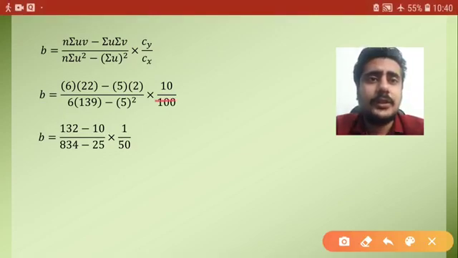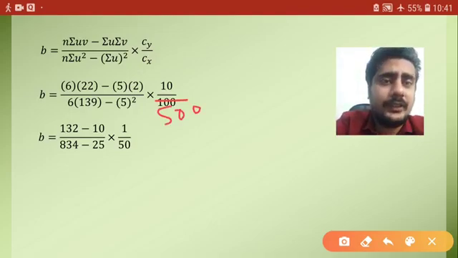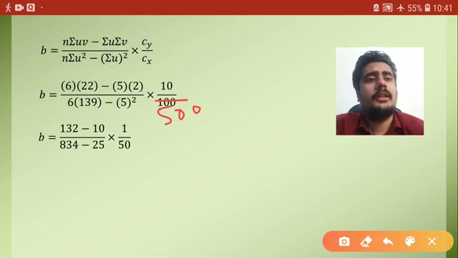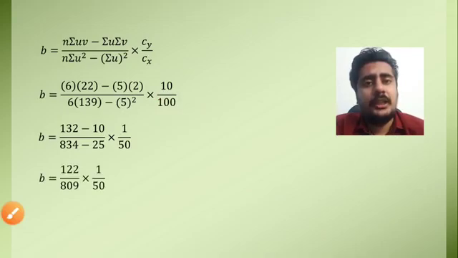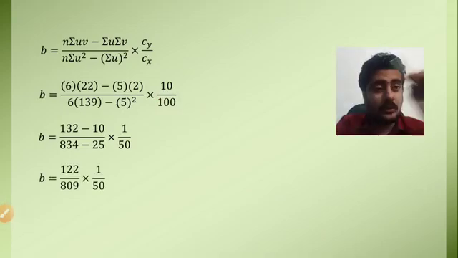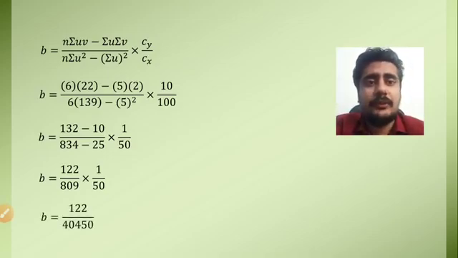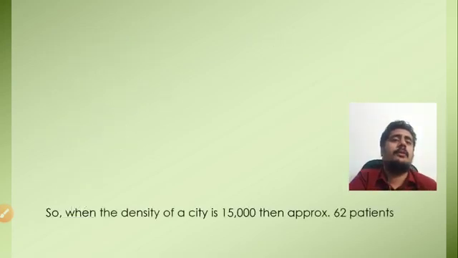There was a correction yesterday also. This is 500. Okay, there was a typing error. So basically cx is 500, as you have divided by 500 while forming u. So it is 1 upon 50. Okay, then 132 minus 10 is 122 upon 834 minus 25, it's 809, into 1 by 50. So if you solve this, you will get the answer b is equal to 0.003.